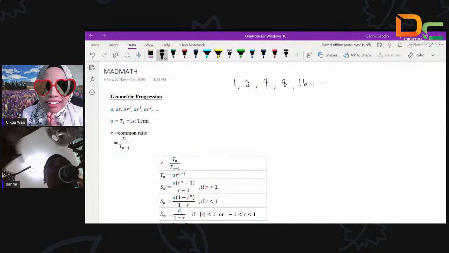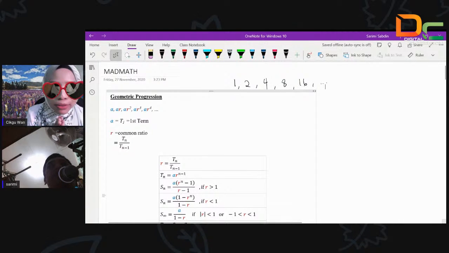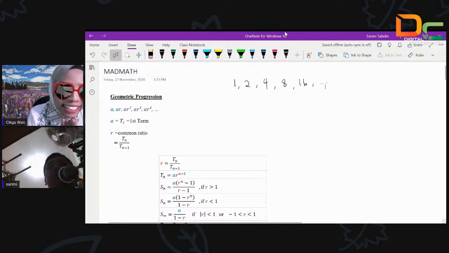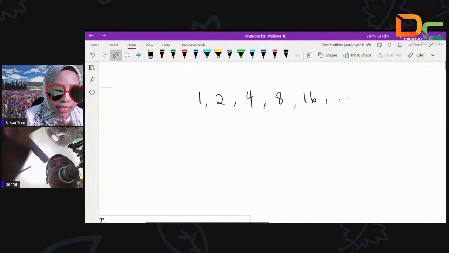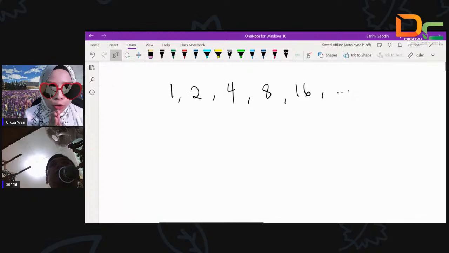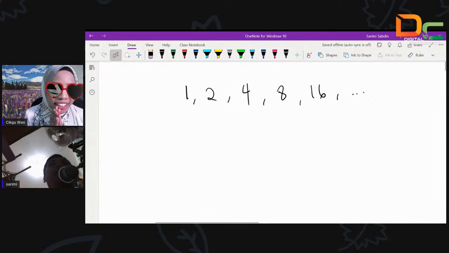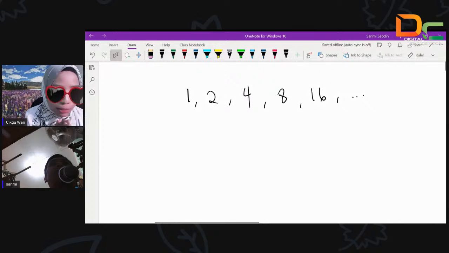Sir Sarimi, minta besarkan sikit screen boleh? Minta zoom in sikit. Para pelajar dia kurang nampak, especially those who are using handphone. So maybe dapat zoom in sikit. Okay, ini boleh. Oh, that's really good. Tapi tadi tak nampak benda lain pula. Tak apa. Okay, if that's what you want to present, okay lah.